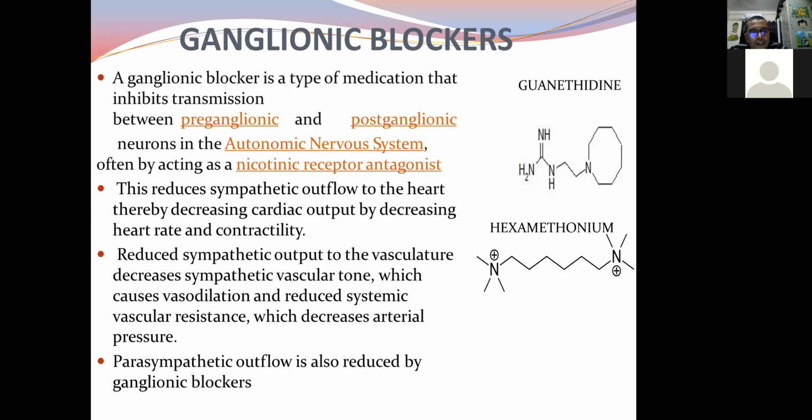The parasympathetic outflow is reduced by your ganglionic blocker. So they prevent the parasympathetic outflow, and they also inhibit the release of your parasympathetic neurotransmitter. Okay. So the examples are guanethidine. Guanethidine is an example of your guanidine compound.